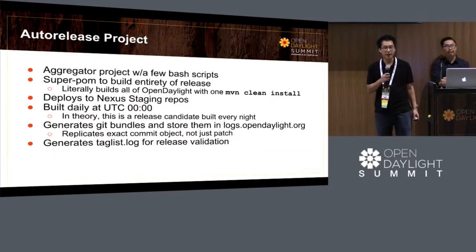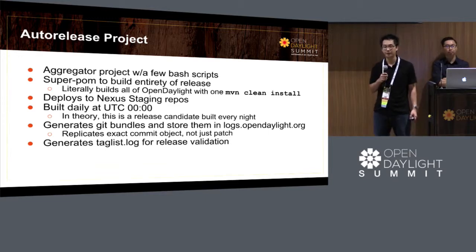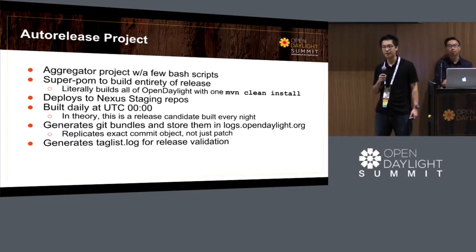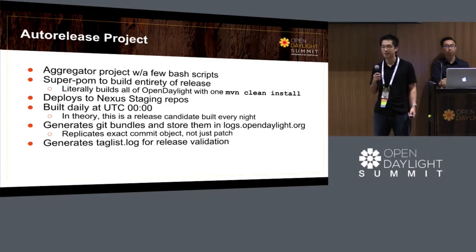So one of the first tools we have is a project called the Auto Release project, which is a very simple project. It's essentially just an aggregator project of all the projects participating in a release. It has a few bash scripts that we use to automate a few of the tasks. If you clone the Auto Release project, it actually clones all of the participating projects for whatever branch you're cloning as submodules. In essence, you can get the source code for every project that's participating in a particular release in the same repo.